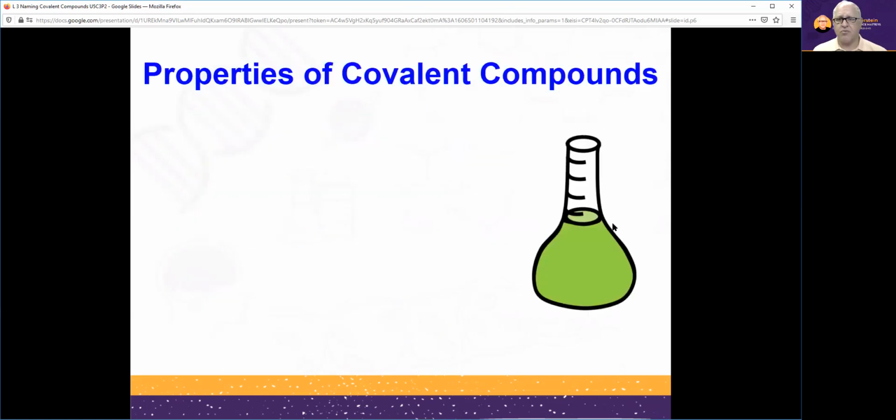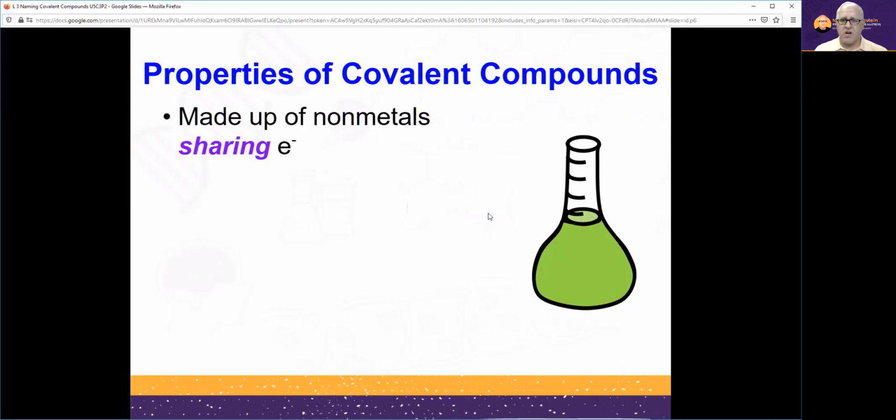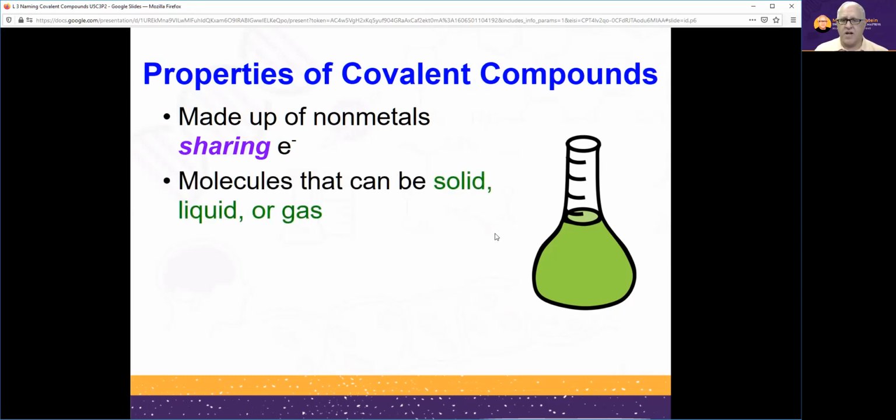So let's talk about the properties of covalent compounds. Remember, the properties of covalent compounds are made up of nonmetals sharing an electron. The molecules can be either solid, liquid, or gas. Remember, different elements, whether they're metals or nonmetals, will have different states that they can be in. They can be a solid, a liquid, or a gas, depending upon the temperature that they're at.